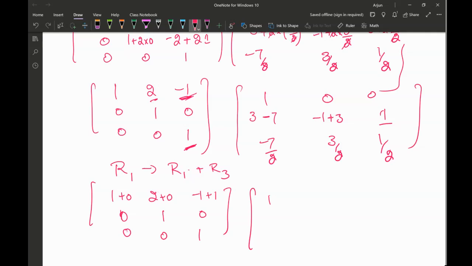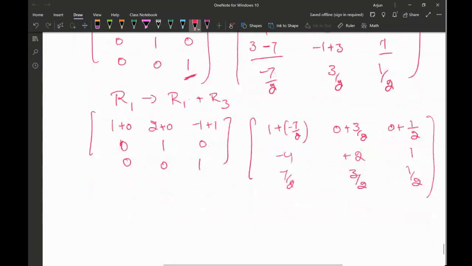And now in here 1 plus 1 plus minus 7 over 2, 0 plus 3 over 2, 0 plus 1 over 2. This was 7. 3 minus 7 is minus 4. This one was minus plus 2, 1, and this is 7 over 2, 3 over 2, 1 over 2.